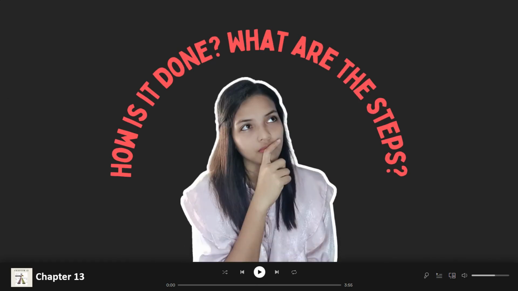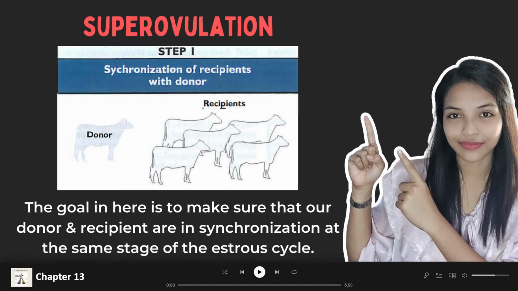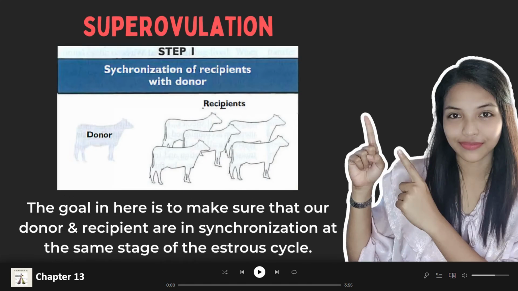Here are the major steps of embryo transfer in the mammal cow model. The goal here is to make sure that our donor and recipient are in synchronization at the same stage of the estrus cycle. In this first step of superovulation, with a hormonal regimen that induces estrus, we then treat our recipients with it so that it will occur at the same time as the donor that has the superior genetics.